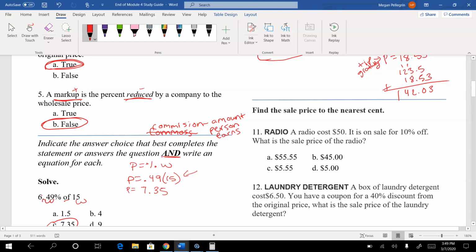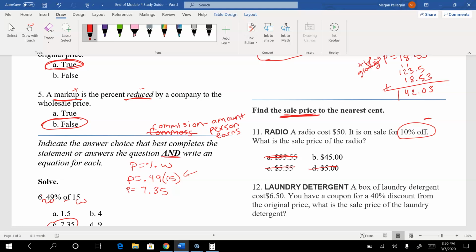Number 11, find the sale price. So sale price meaning the total, how much are you going to end up paying? So our radio cost $50. It's on sale for 10% off. What is the sale price of the radio? Okay, it cost $50 originally, and we're taking 10% off, so we're taking that away. So it can't cost more than $50. And it's not going to only cost $5 or $5.55, sorry.